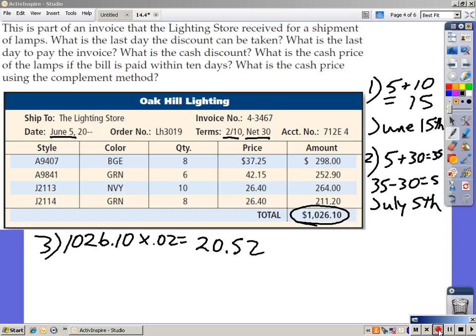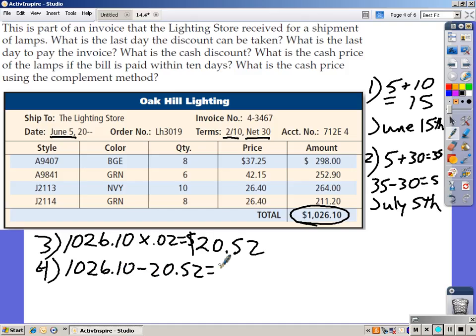Now that I have my cash discount, I can go to problem number 4. And 4 says, what is the cash price of the lamps if the bill is paid within 10 days? So take your 1,026.10 minus 20.52, and you get $1,005.58.